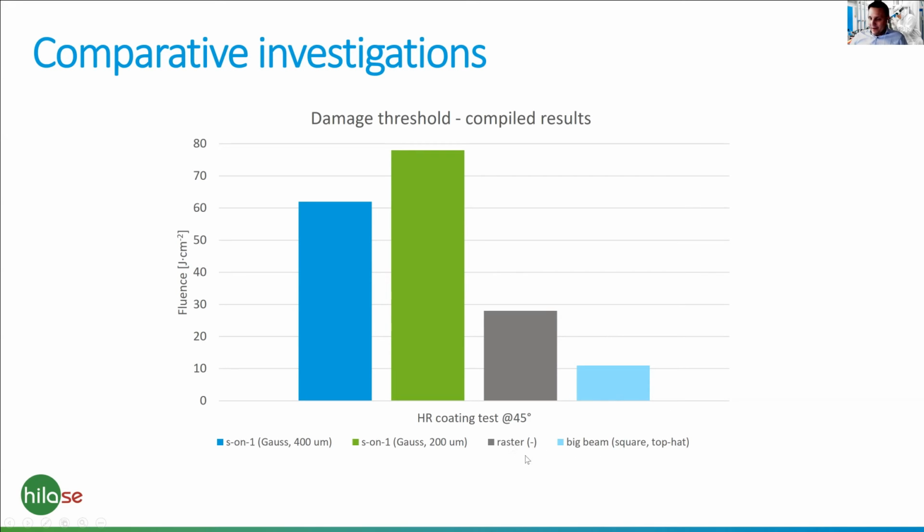Then you can compare raster scan with the small beam and raster scan with the big beam. And again, there are different factors which are getting into your test. With the big beam, you have much better.